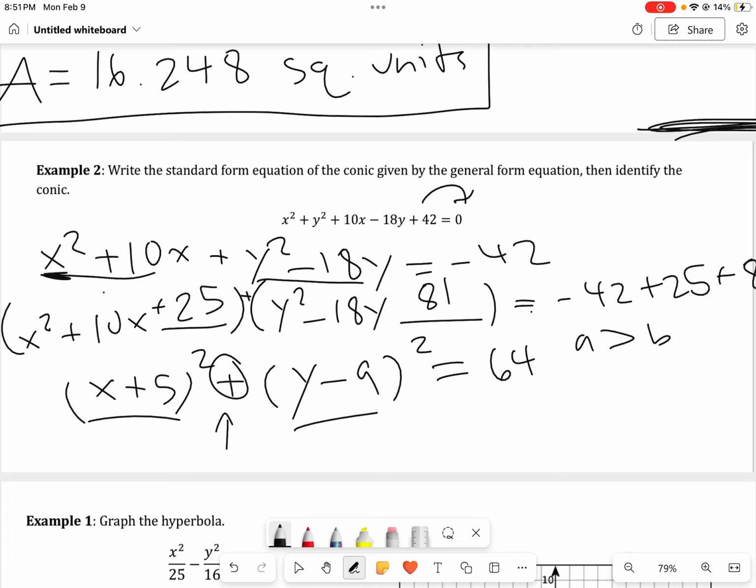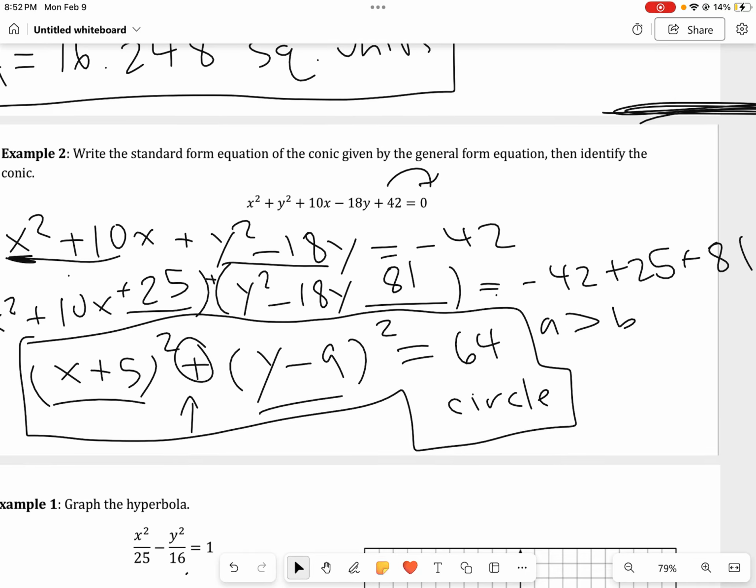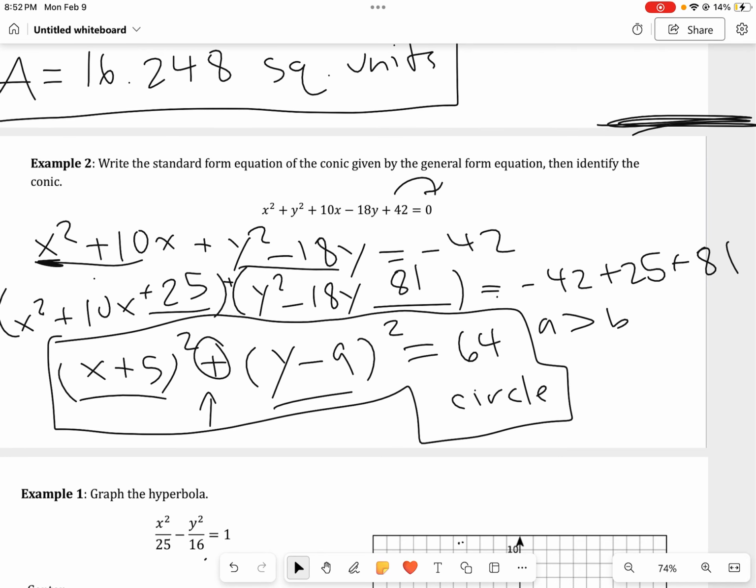Okay, so that's pretty much it. So that's how you know it's a circle. Also, 64 is a perfect square. So we got the equation down, and it's obviously a circle. So the radius would be obviously 8 for this. So that's the general form, that's the standard form, and that's the conic.